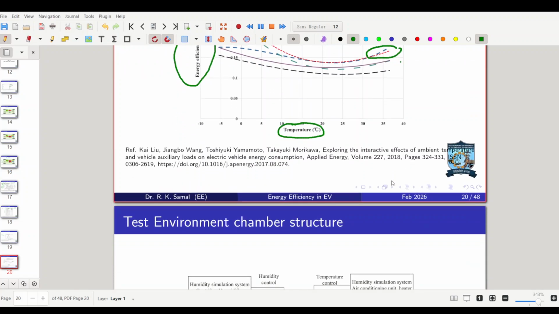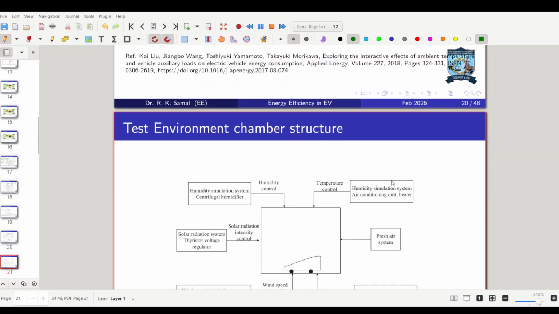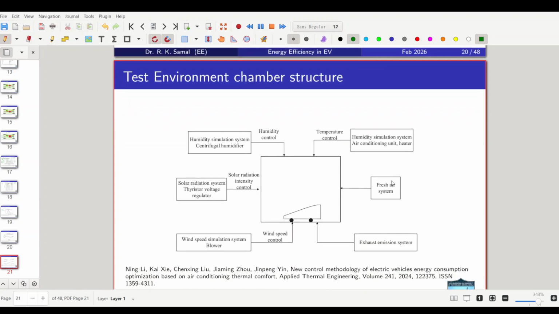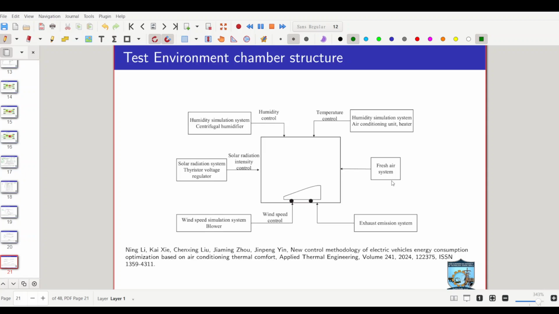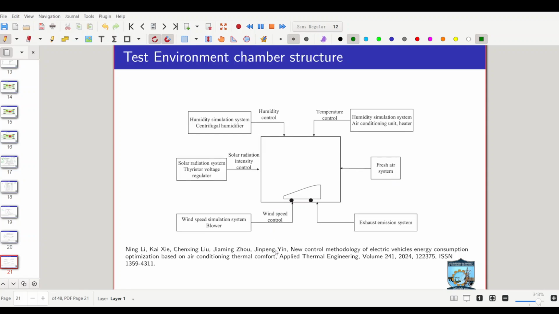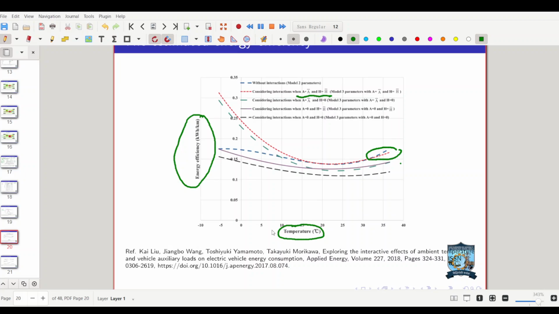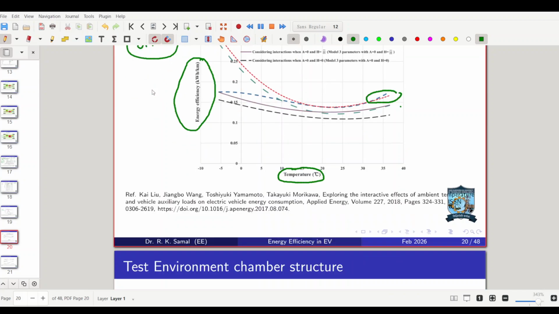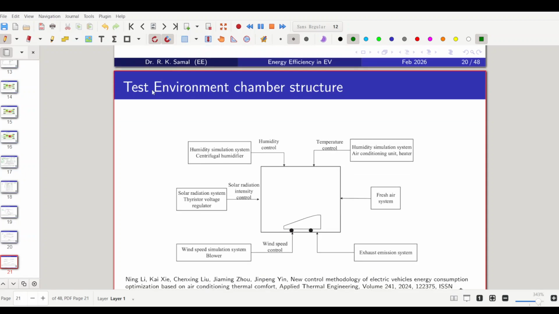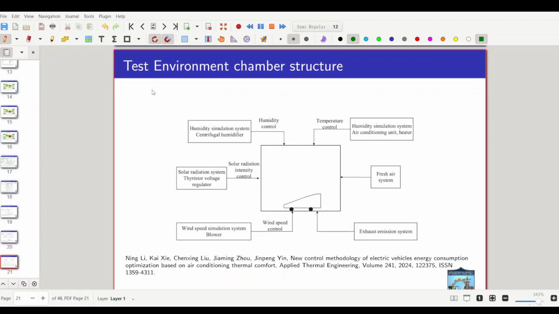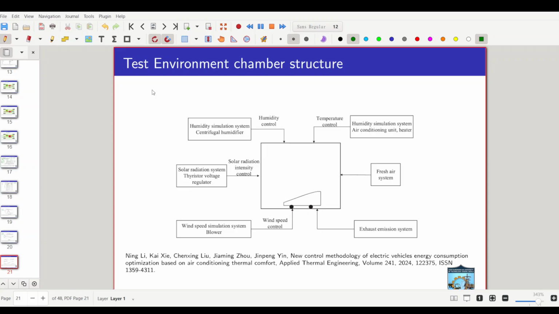Okay. Then that is research 1 that we discussed related to testing and experimenting on energy efficiency of electric vehicles. Now come to another research. This research is the first research that we saw here. This was based on GPS map data in Japan, I think. And the second research is creating one test environment structure.